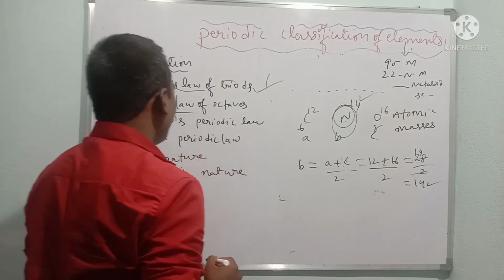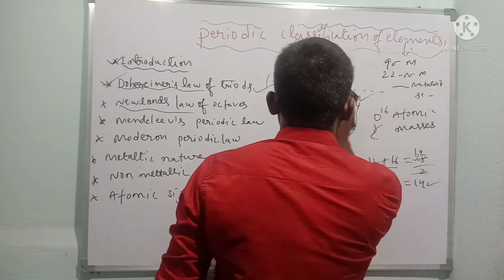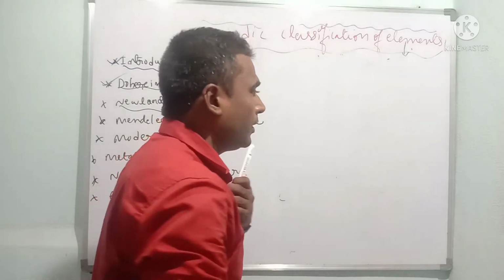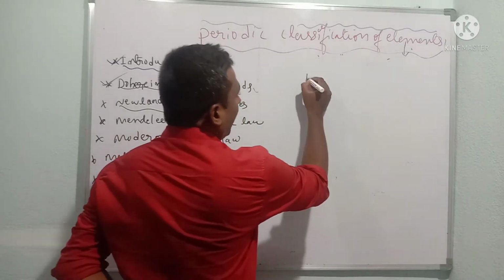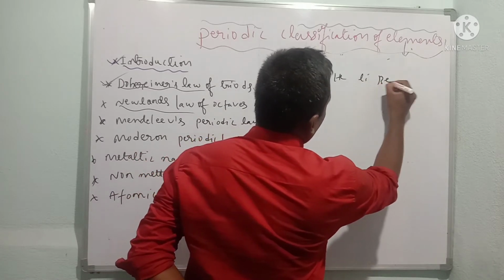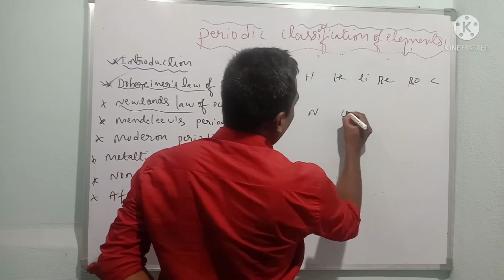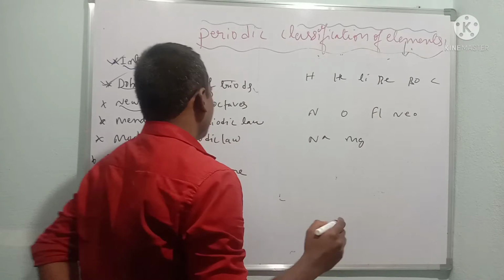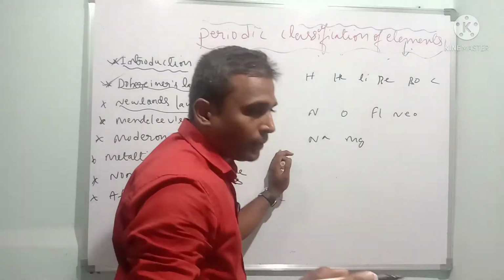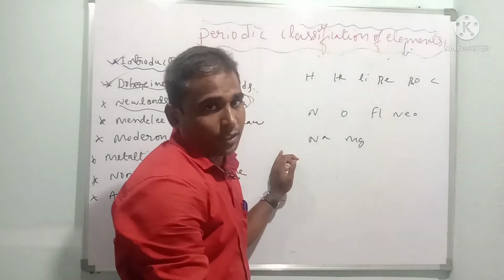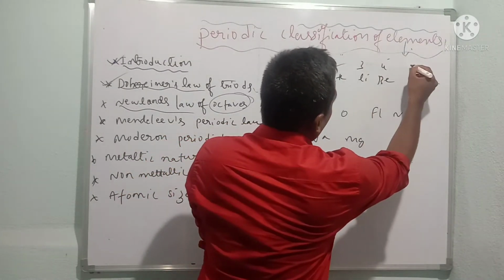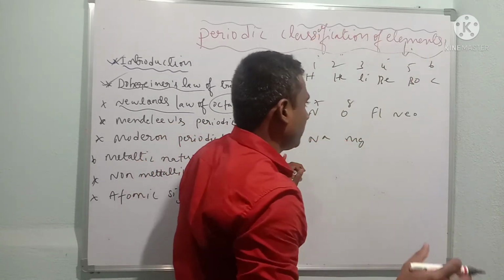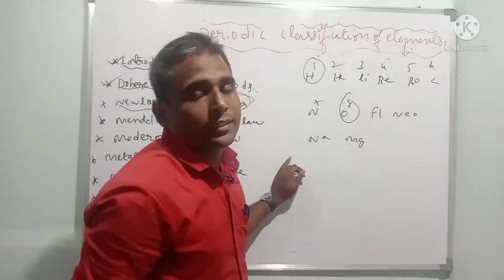Next, let us move to Newlands' law of octaves, without wasting time. Newlands' law of octaves, what does it mean, children? Very simple to understand. Here he is telling: hydrogen, helium, lithium, beryllium, boron, carbon, nitrogen, oxygen, fluorine, neon, sodium, magnesium. Octaves means 8. In the periodic table, every 8 elements, I mean 1, 2, 3, 4, 5, 6, 7, 8, every 8th element is going to have the same properties.